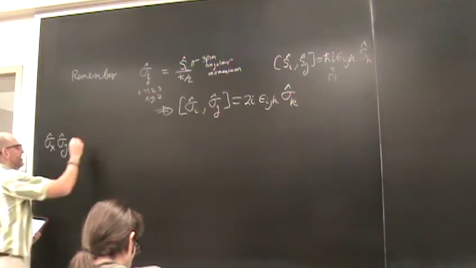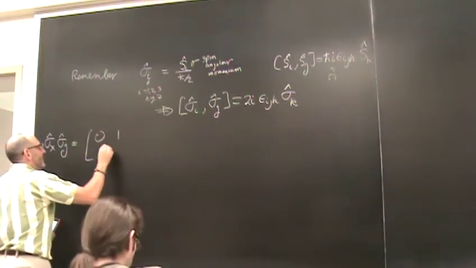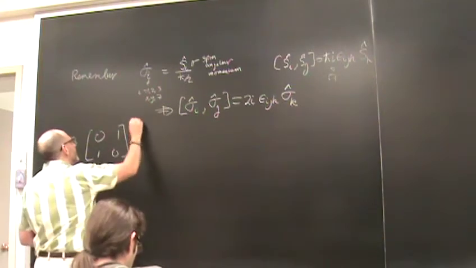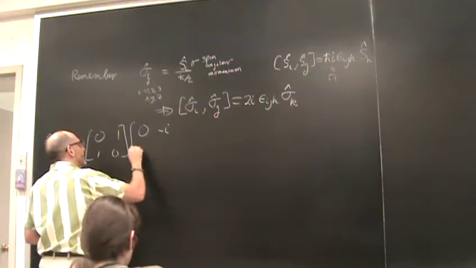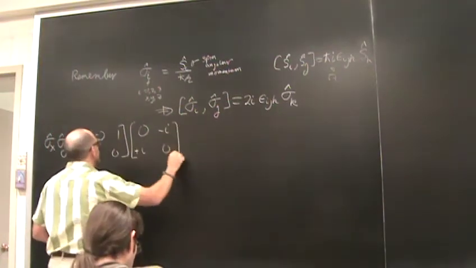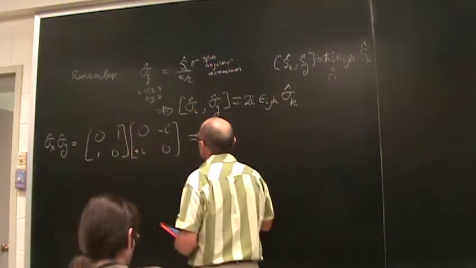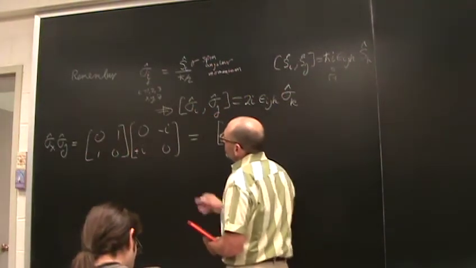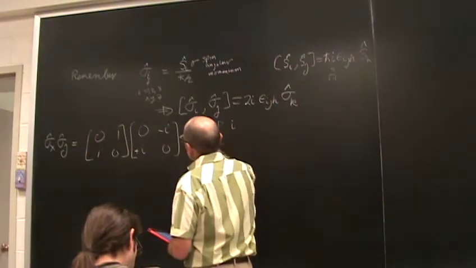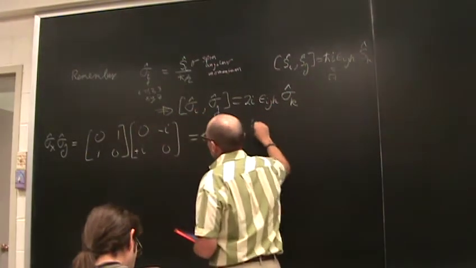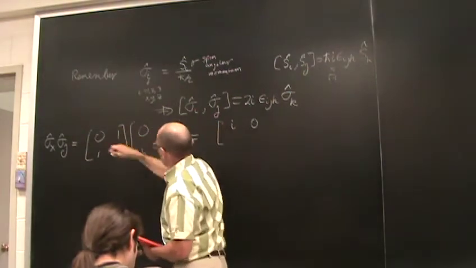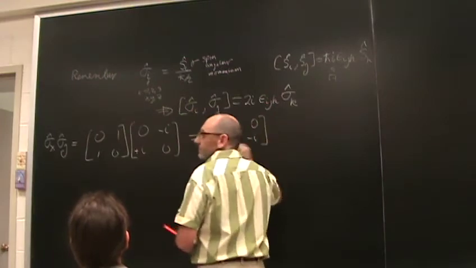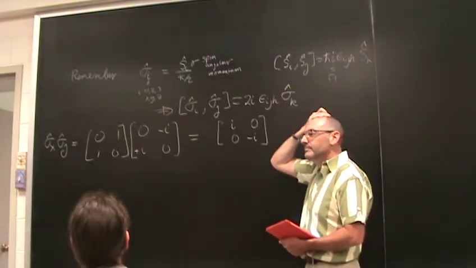Let's do it in terms of matrices, because it's easier, I think, to multiply 2 by 2 matrices together than deal with all the pros and cons. So sigma x times sigma y is that matrix multiplication. And that is equal to what? 0, 0, 1, I, 0, 0, minus I. Right?